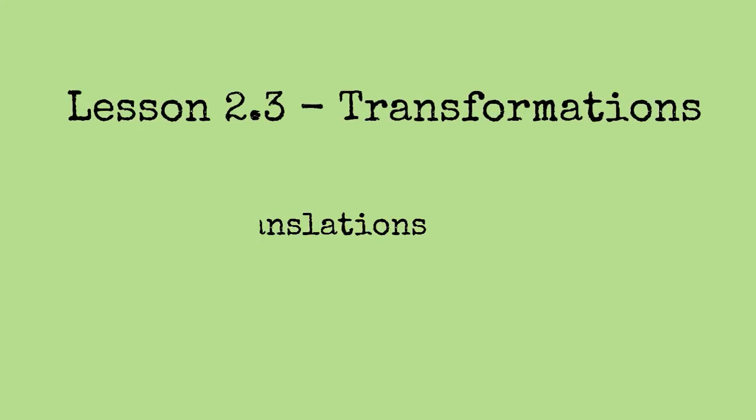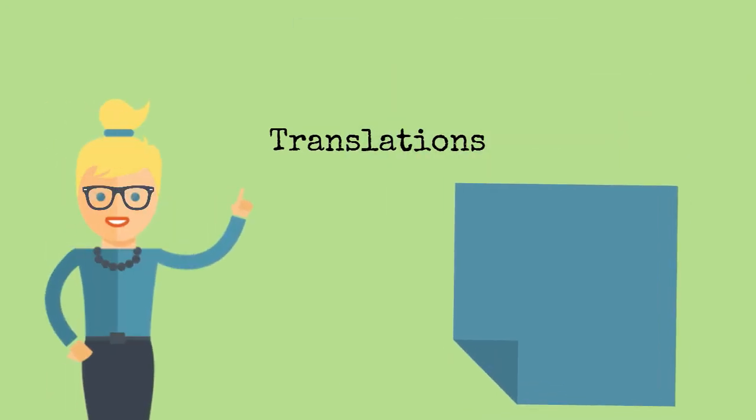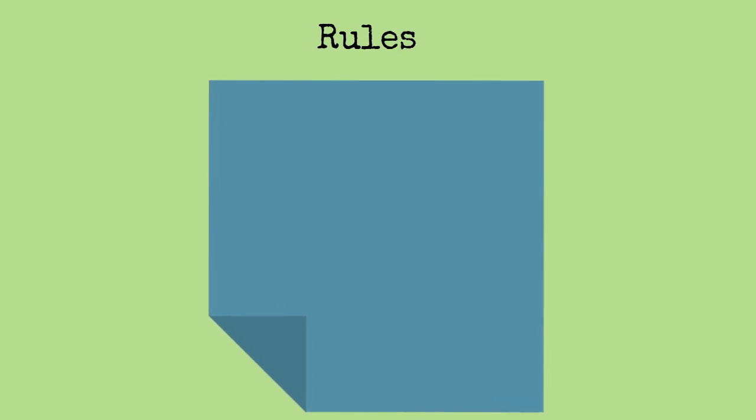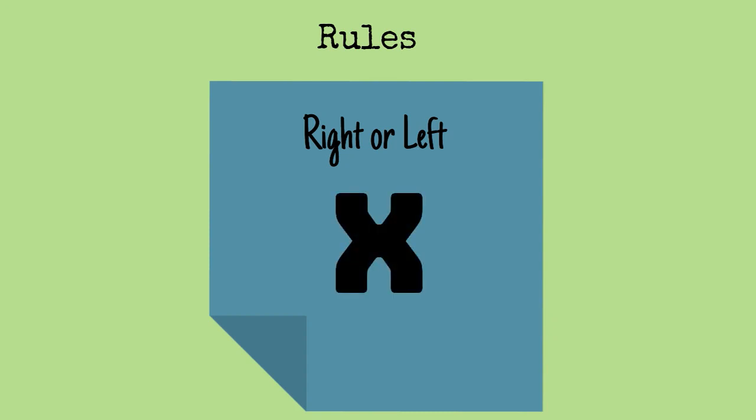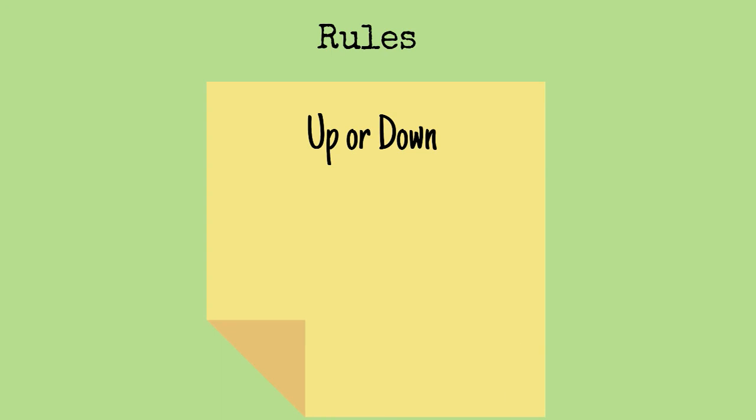This is the lesson 2.3 transformation video for translations. Translations are simply a slide, so the size and orientation will not change at all. When the problem tells us to translate a figure right or left, we are changing the x coordinate. When a problem tells us to translate a figure up or down, we are changing the y coordinate.